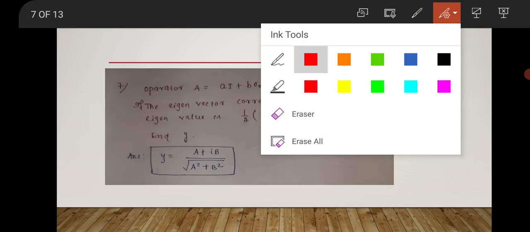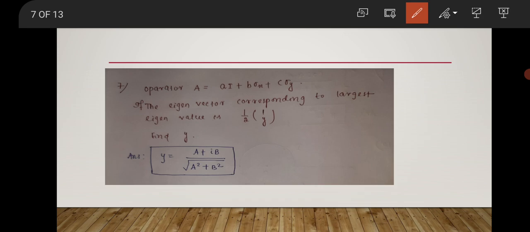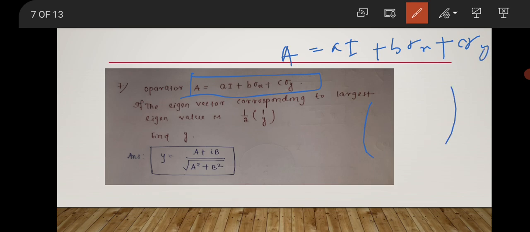This is, you can say, a calculation-based question. So an operator is given like A is equal to a I plus b Pauli matrix sigma X plus c sigma Y. So first put the value and you will get a matrix. Okay, then calculate its eigenvalue.